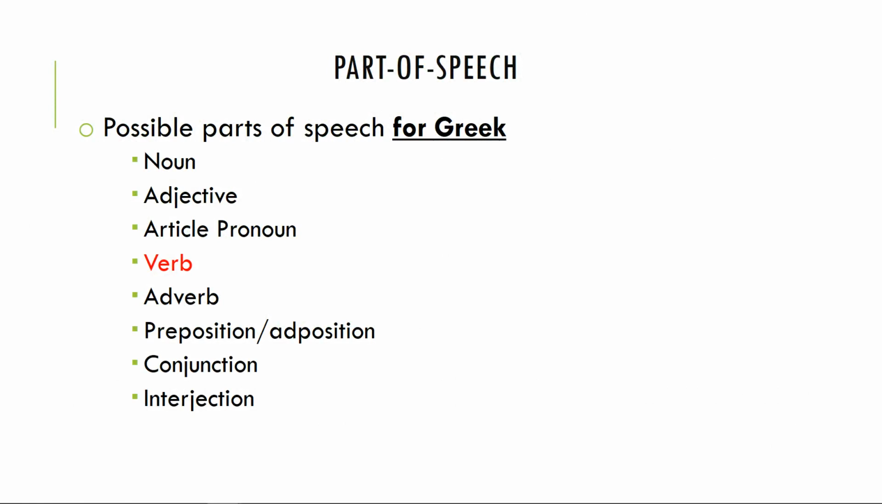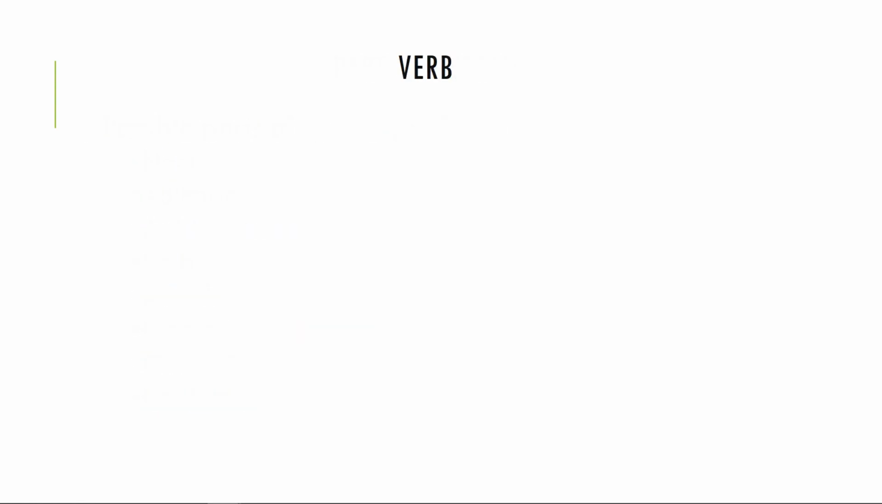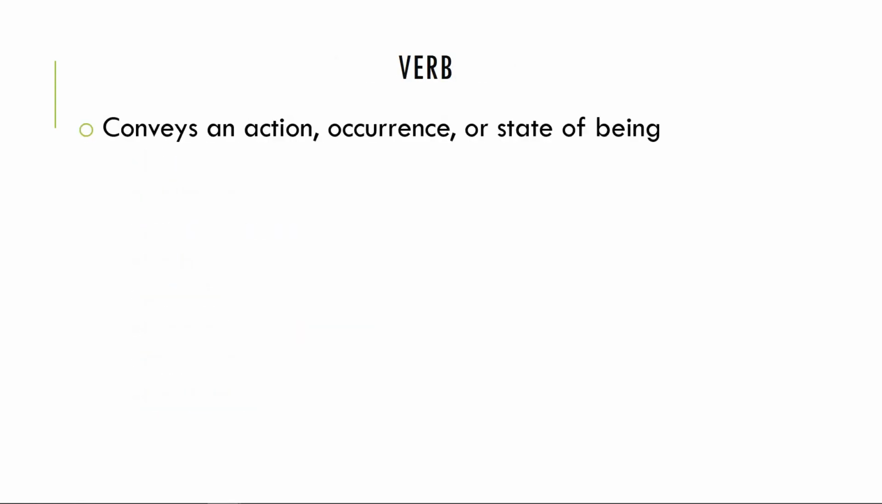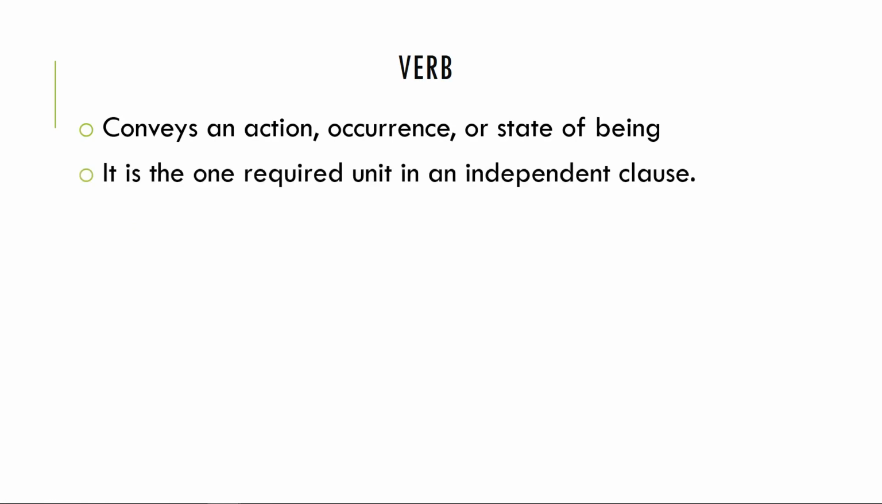So we talked about the different parts of speech that are possible, and in this video we're going to just talk about verbs. Again, difficult to define, but let's just say it conveys an action, occurrence, or state of being. It is the one required unit in any Greek sentence. Nothing else has to be there to be an independent unit.